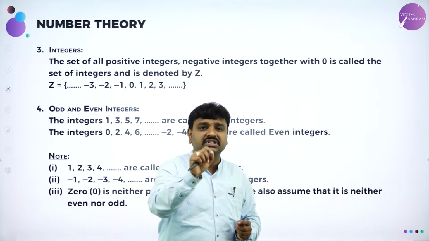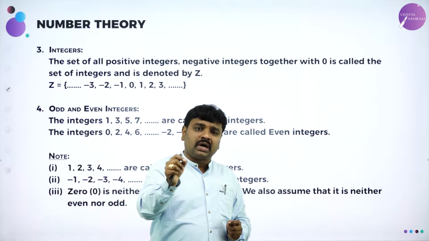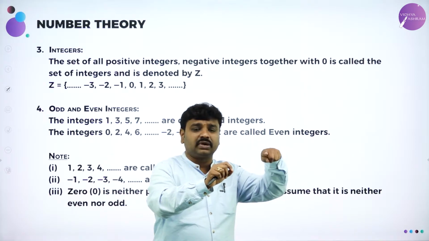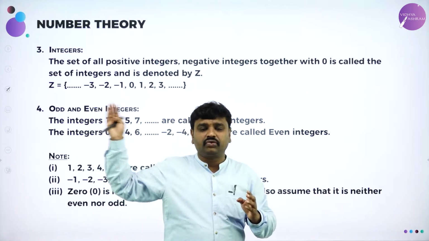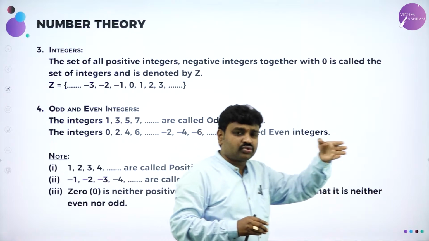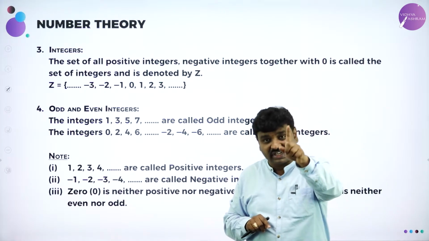Natural numbers are the numbers starting from 1, 2, 3, the counting numbers. Whole numbers means all the natural numbers including 0. 0, 1, 2, 3 are whole numbers. Integers: positive numbers 1, 2, 3, 4, 5 and so on, negative numbers minus 1, minus 2, minus 3 and so on, and 0. 0 is neither positive nor negative, but it is an integer.